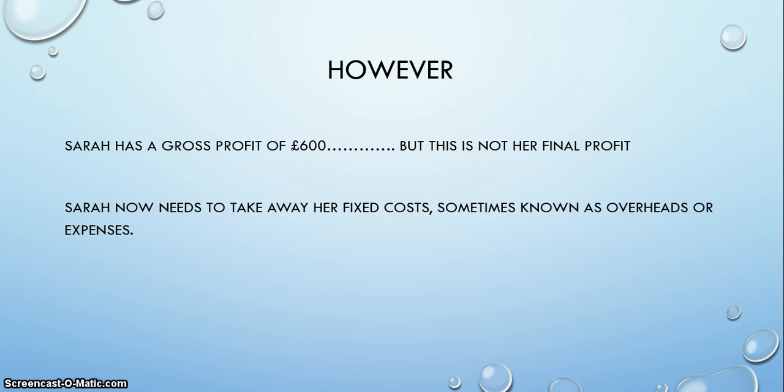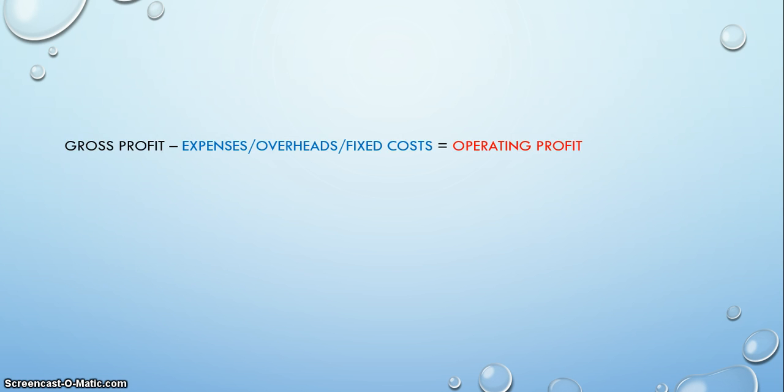I've seen in the exam they use fixed costs, overheads or expenses. So you need to know that all three of those mean the same thing. So you've got to take away your fixed costs. Now let's say her expenses, her fixed costs, her overheads, same thing, is £250. Therefore, gross profit minus expenses, overheads, fixed costs is your operating profit. That's your final profit. It's called operating profit.